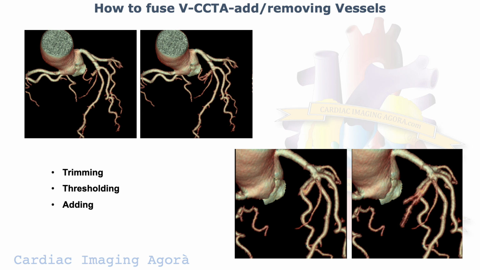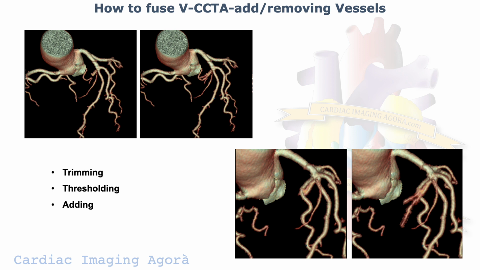Important, sometimes structures that are not coronary arteries but do have enhancement in the CTA images are falsely identified by the software as coronary arteries. Here you should either trim them or remove them with the use of thresholding.